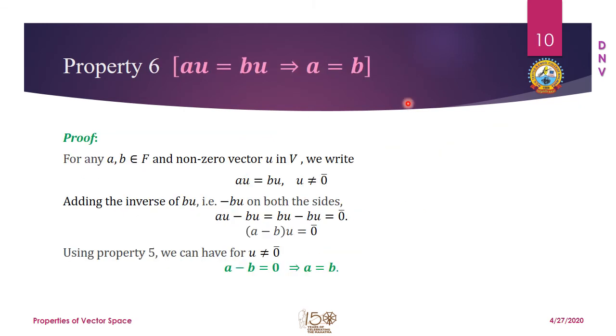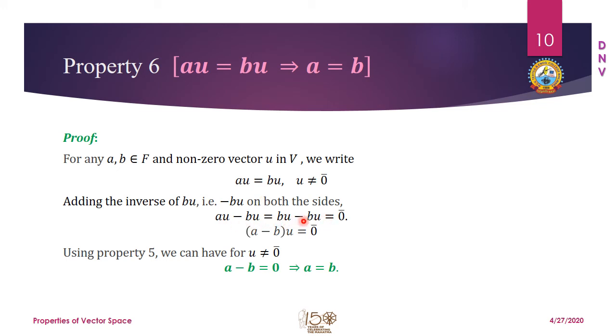Next we come to 6. It is AU equal to BU implies A equal to B, and this is known as the right cancellation law of vector space. For any arbitrary numbers A and B in F and a non-zero vector U, we have taken it purposefully because if we take a zero vector, then the result will be trivial. We want to prove the non-trivial results, and for that we have to consider U to be a non-zero vector. And AU equal to BU, where U is a non-zero vector, we can always add the additive inverse on both the sides in an equation, so that it becomes AU minus BU equal to BU minus BU.